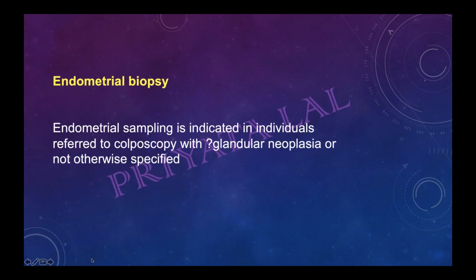Then this is the same line they wrote in the guideline, like endometrial sampling is only indicated if you have got suspicion of glandular neoplasia, not otherwise specified. That means glandular neoplasia suspicion is there, but you don't know from where the cells are coming. So in that particular situation, endometrial biopsy has to be done.